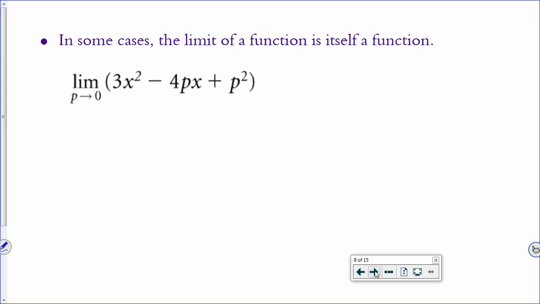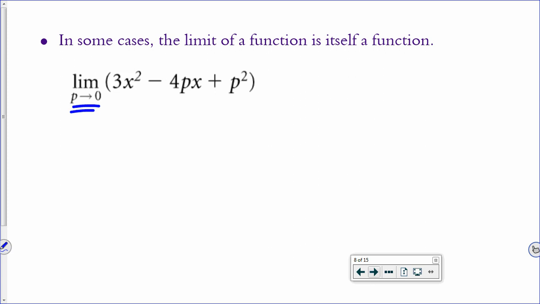All right, in some cases, the limit of a function is itself a function, and that's not quite accurate to say. This is not really a function, it's an expression, this 3x squared minus 4px plus p squared, because p is unknown. And we're asked here to find the limit of this as p approaches 0. So if there are 2 variables going on, or even more than 2, you're going to use the substitution thing that we just did, but just for the variable at hand. So here it says p should go to 0.